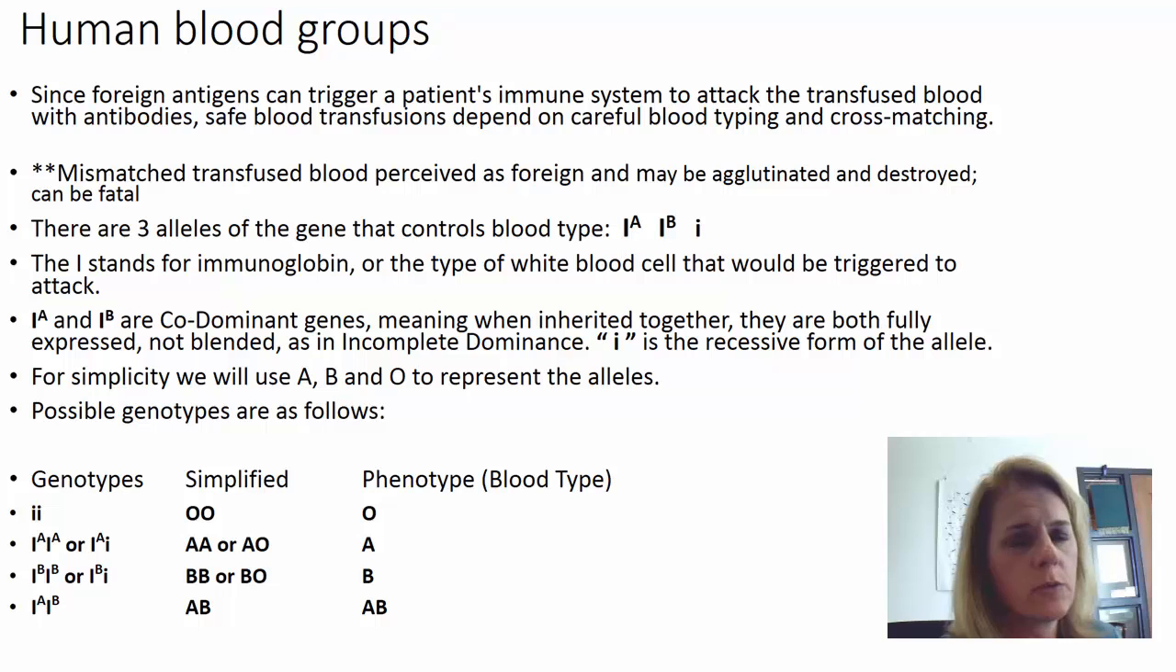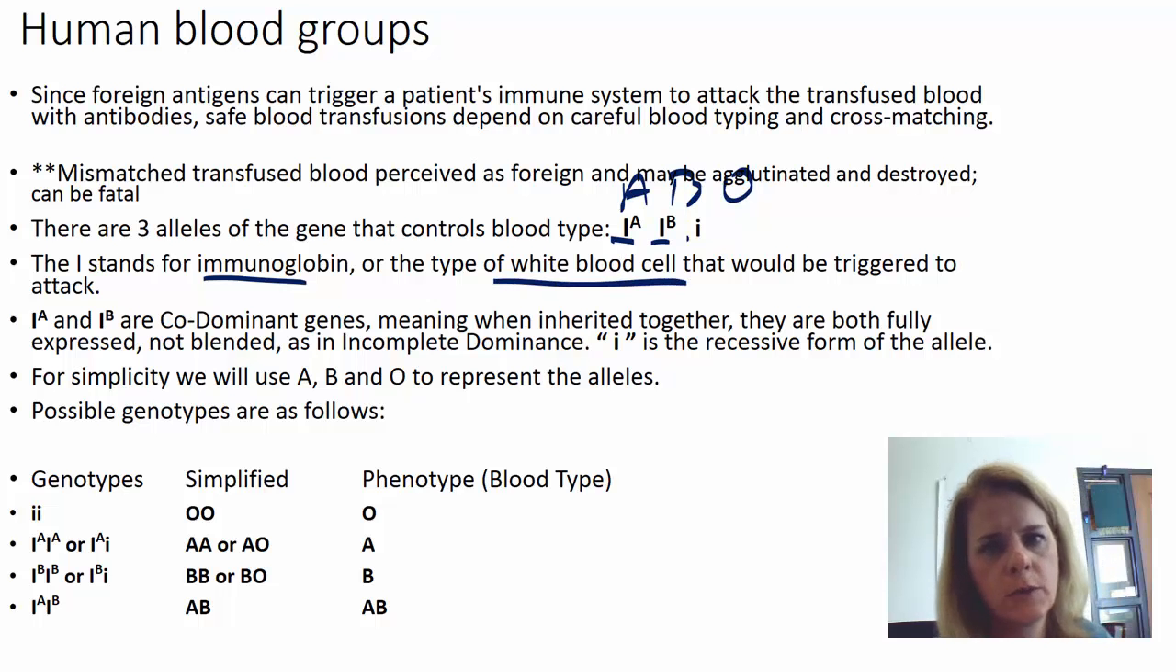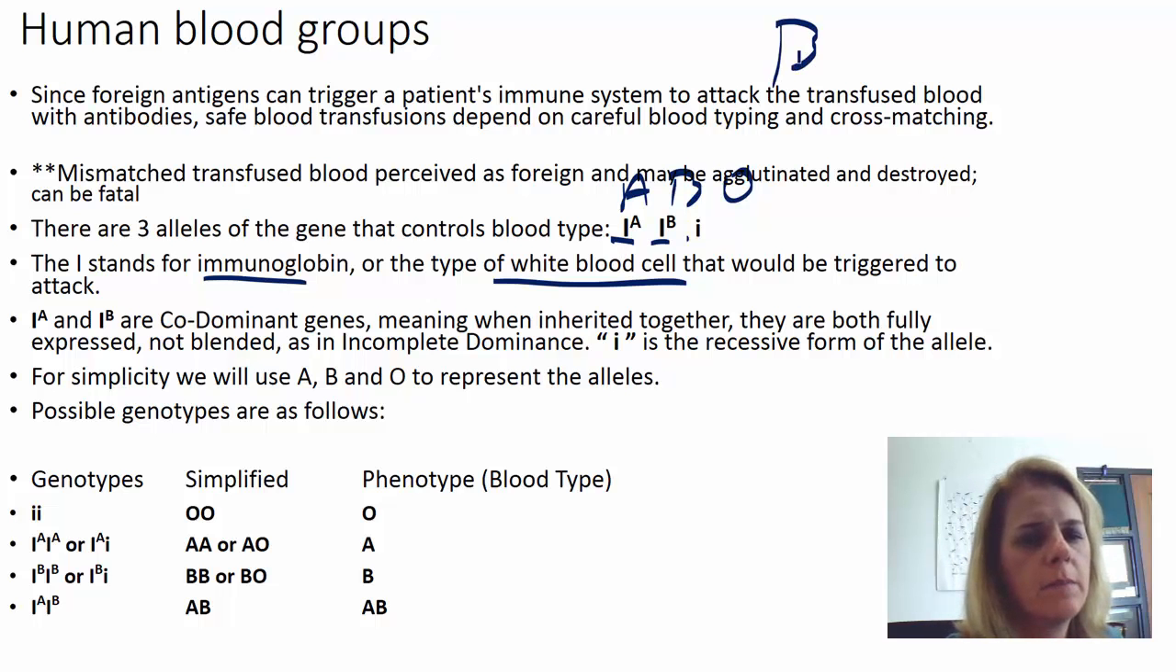So again, you have these three alleles: big I^A, big I^B, and little i. But for me, we're going to say A, B, and O. It's just easier to keep up with that way. So what does that I stand for? It stands for immunoglobulin. All right, and that's what draws the white blood cell to attack. So that's why we give it the I designation. And remember, we talked about with hair color and eye color, like you had big B, little b. Well, in blood types, the A and the B are co-dominant.